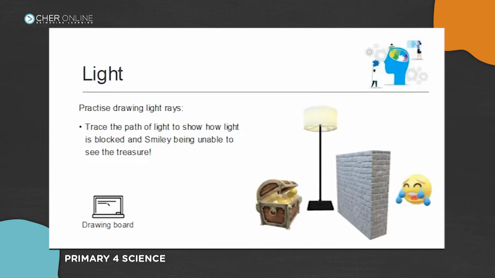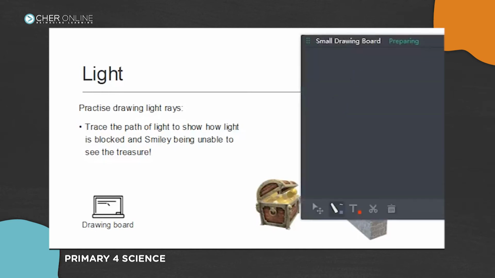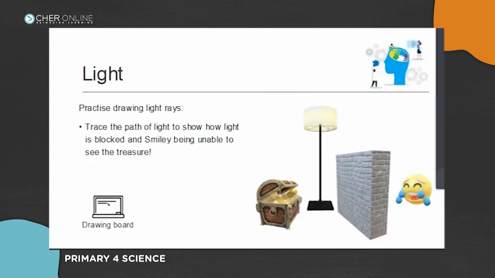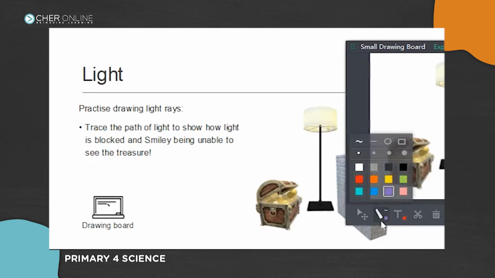What about this? Trace the path of light. But obviously, he cannot see the picture, right? Same thing. Okay, can you see my board? Look at this pen. There's a straight line, so I can choose the straight line. If I choose the straight line, it's a lot easier. I can draw a perfectly straight line, like this, and then towards the wall. Because it cannot pass through the wall, that's why Smiley is crying.